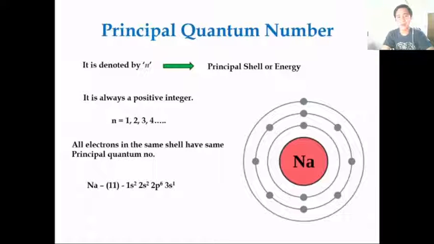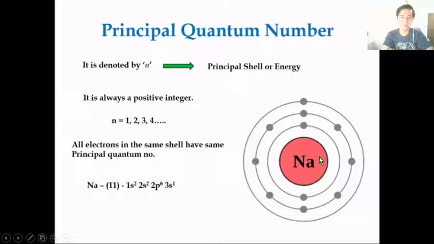When you discussed electron configuration in grade 8, you usually did this, right? Using the mnemonic. But what does the number before the letters represent? This number, 1, 2, 3, is the principal quantum number, or the main energy level, or the principal shell, or simply the shell. So let's say, for example, sodium.